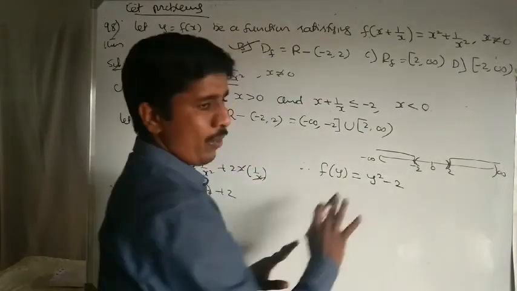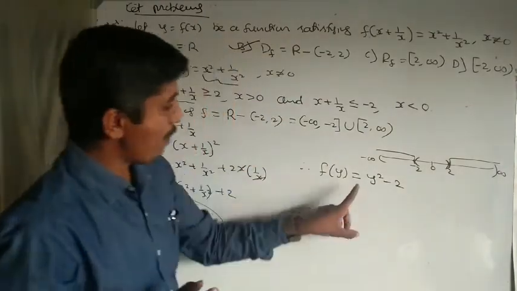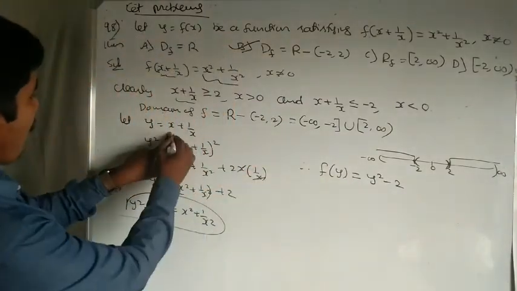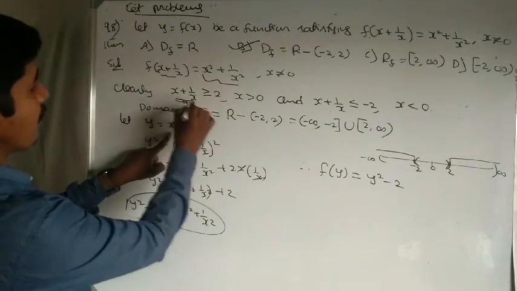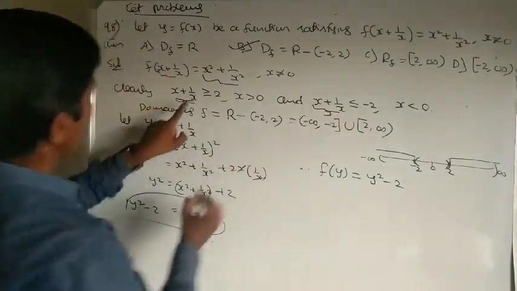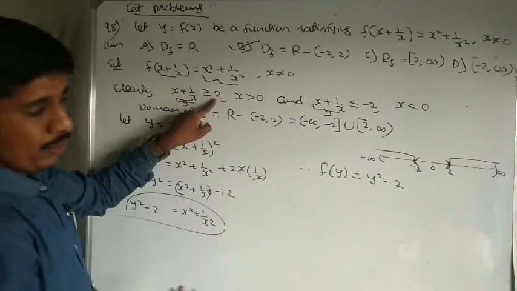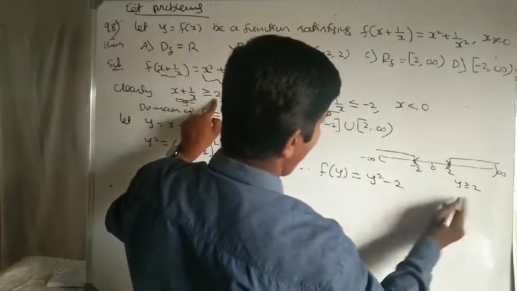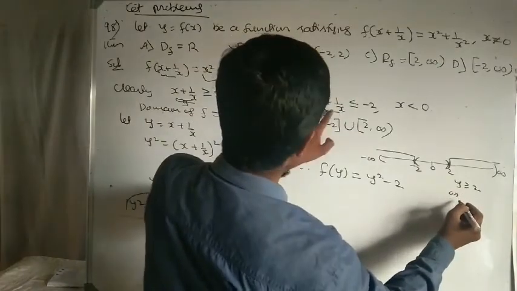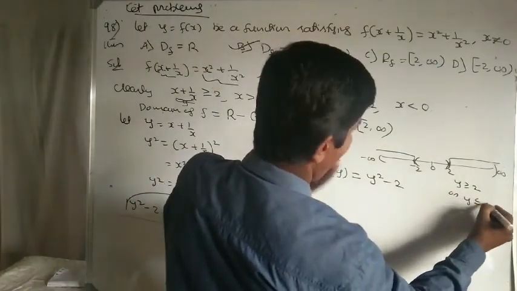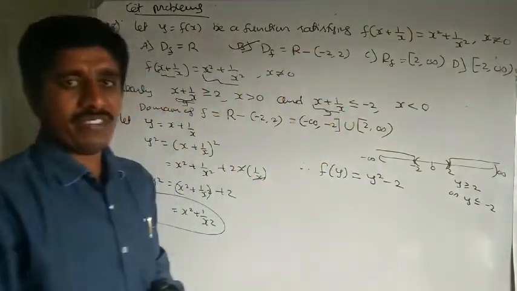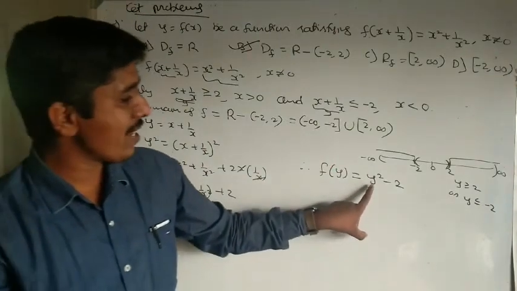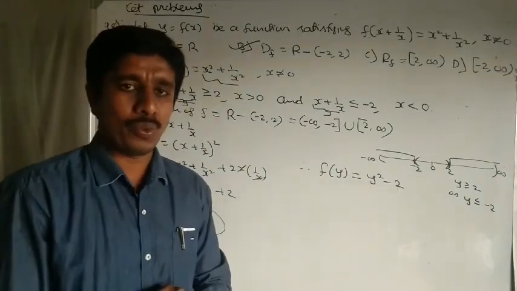Correct. Here y square we know is always greater than or equal to 0, but here y equals x plus 1 by x, mind it. The y value is greater than or equal to 2, or the y value is less than or equal to minus 2. This is the domain of the function. You have to find the range. Range equal to what? y square minus 2.